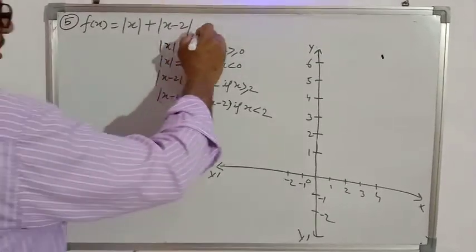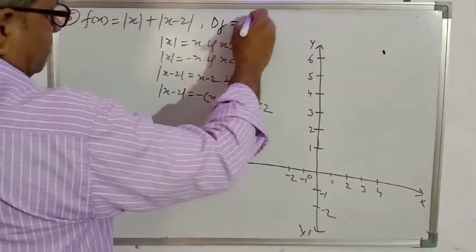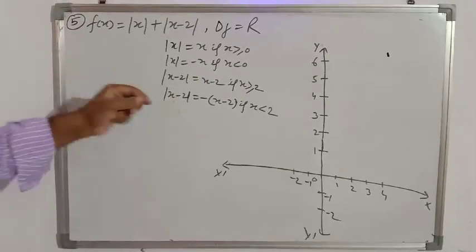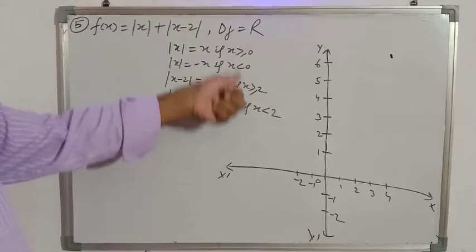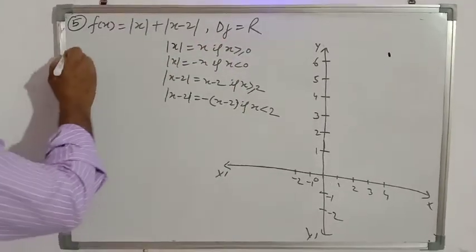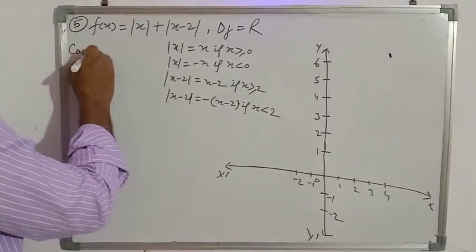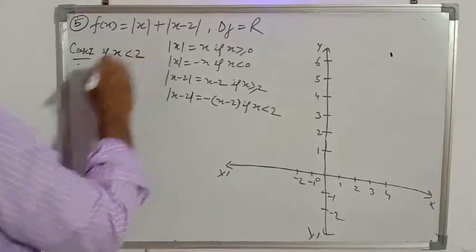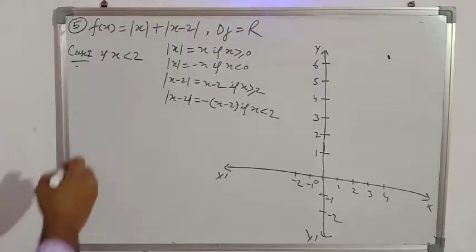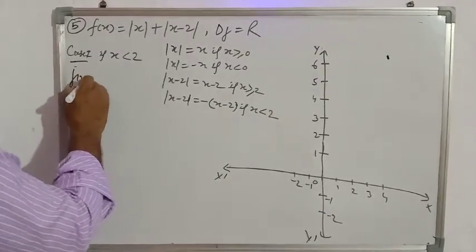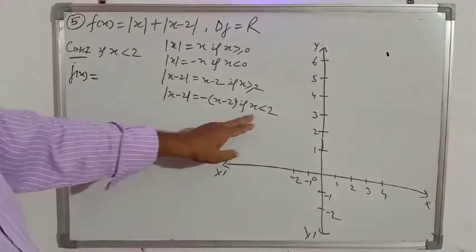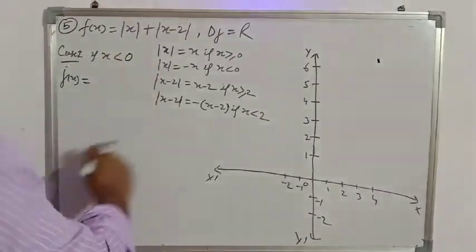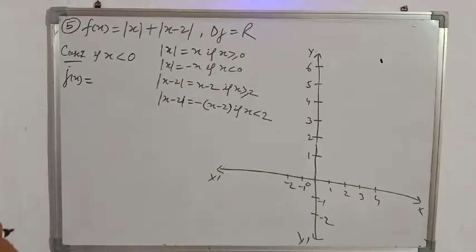So what is the domain of this function? The domain of this function is all the real numbers. For all the real numbers, the function is defined. We will divide this domain into three parts. So first part, case first. If x is less than 2, what will be the function? Firstly take x less than 0.